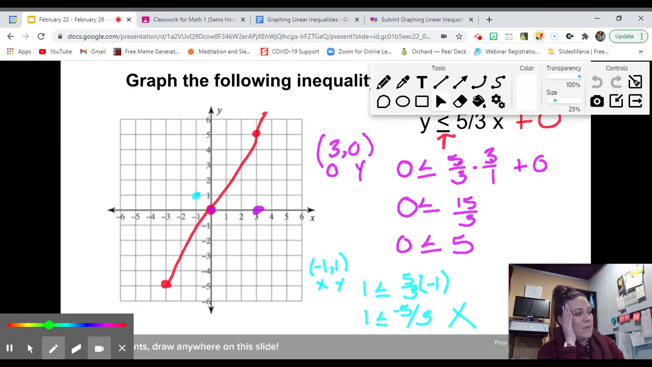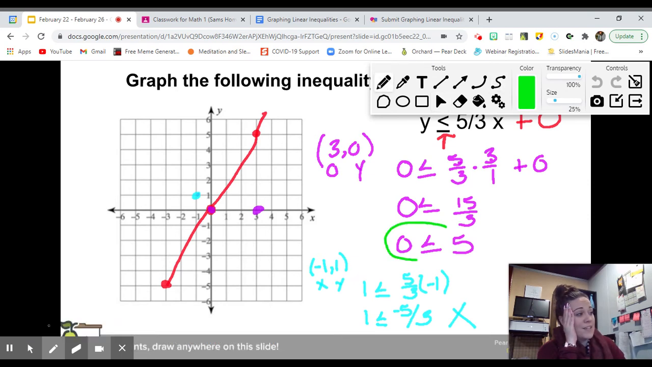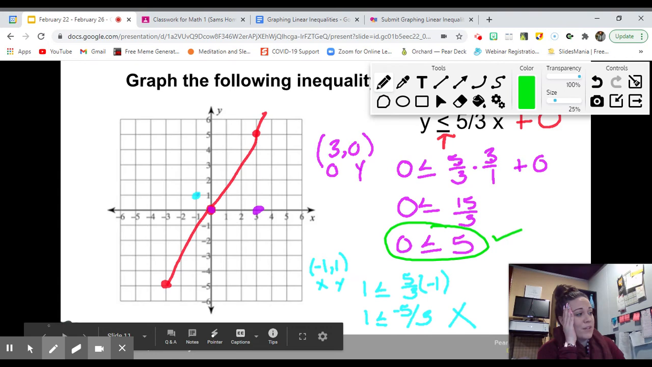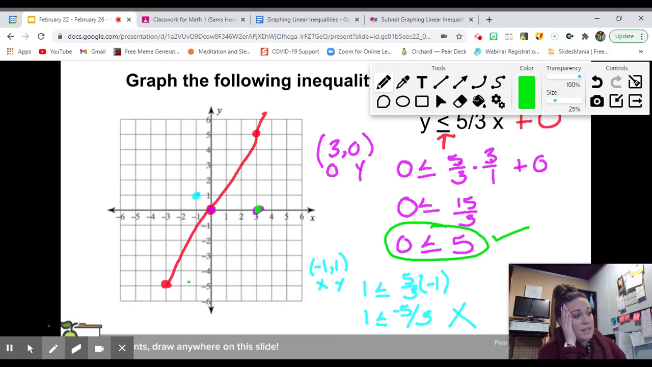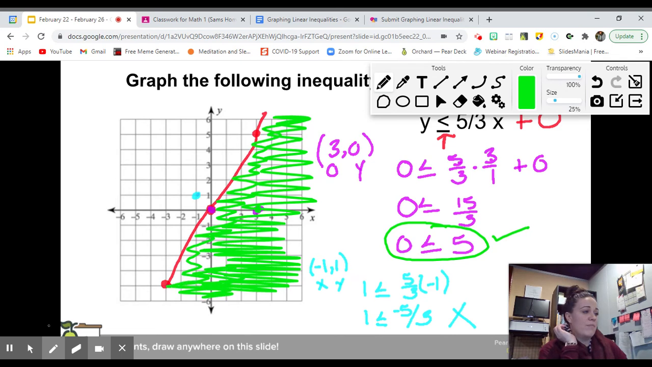So that was a true statement. Again, now my pen isn't working. We're just going to change this real quick to green. And yes, 0 is less than 5, so this is a true statement. So that means everything that includes (3, 0) was below the line. So everything down here is a possible solution, and it makes the statement true. So everything below that line gets shaded.